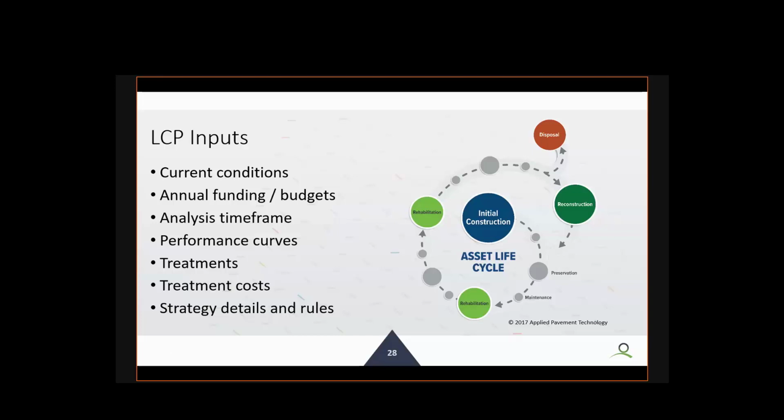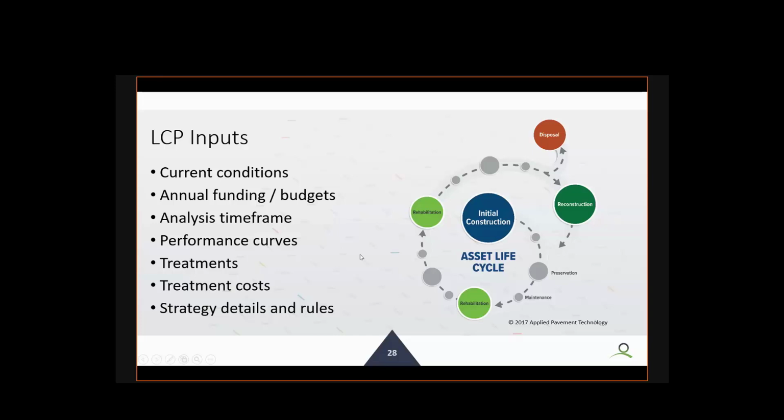So the labels in each of those boxes, the green and blue circles, are different work types that are defined within the asset management regulation. And these are the different work types that need to be included in the asset management plan. So that's initial construction, maintenance, preservation, rehabilitation, and reconstruction. Disposal does not need to be included. It isn't included in the regulation because it isn't considered to have a cost, although there likely is. But the other five need to be included in the asset management plan.